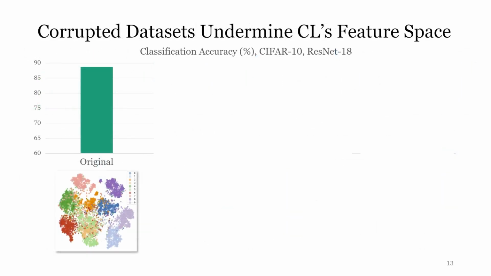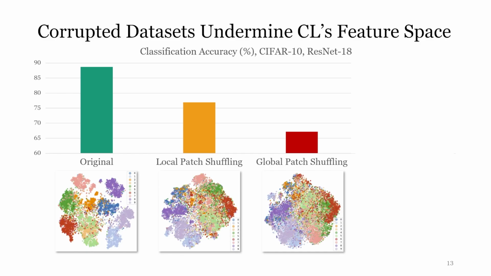We use t-SNE to visualize the feature space of MoCo v2 trained on CIFAR-10 under various corruptions. MoCo trained on the original dataset provides a well-clustered feature space, which is desired by classification tasks. However, with a patch shuffled dataset, the boundaries in the feature space are less clear, showing that destroying spatial inductive bias undermines the CL feature space.